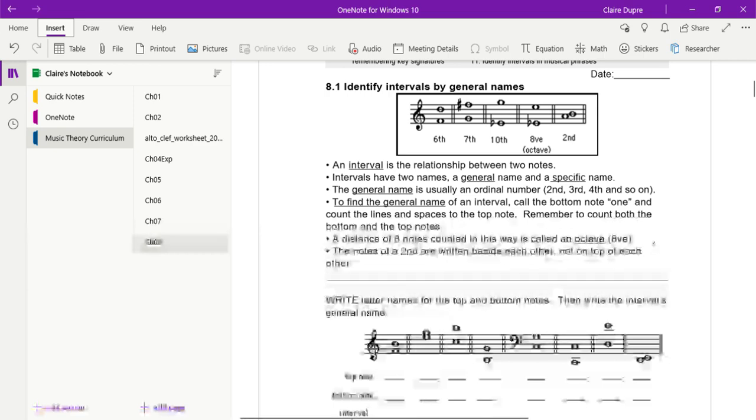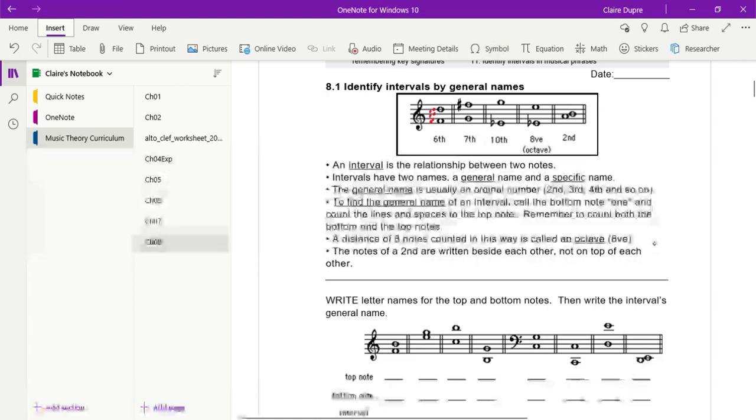So we're going to find a general name and we're going to count. We call the bottom note 1, and we're going to count the lines and spaces to the top note. Here's 1, 2, 3, 4, 5, 6. That is called a sixth. That is it. That's how you find a general interval. Period. Count both the top and bottom notes.